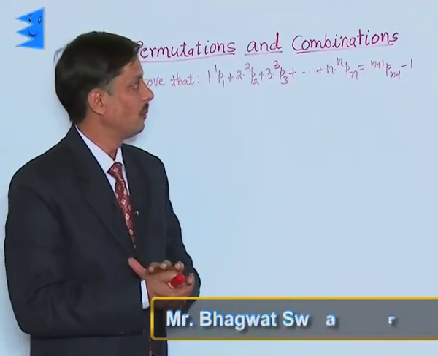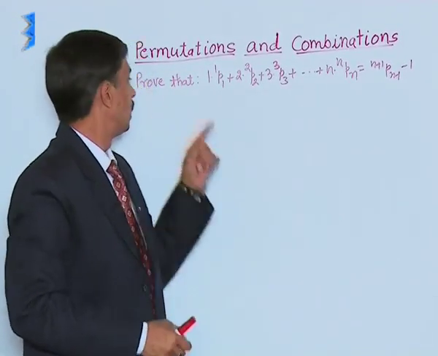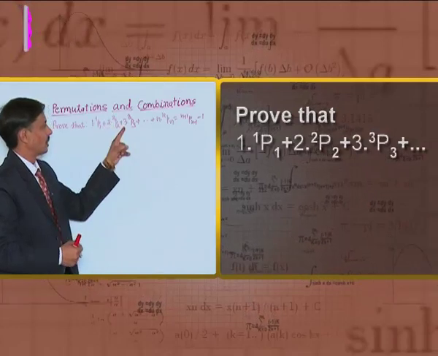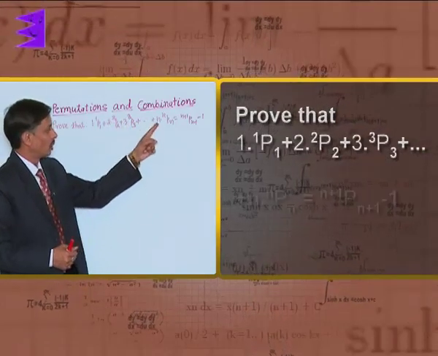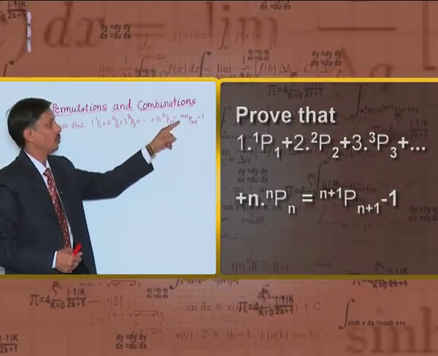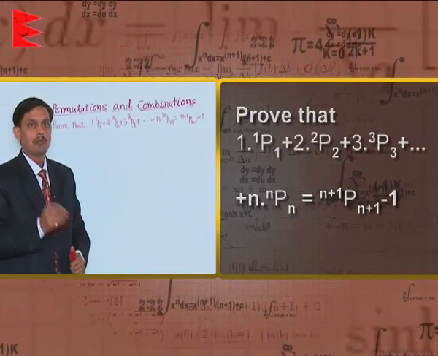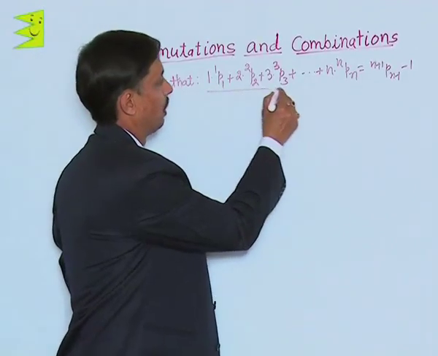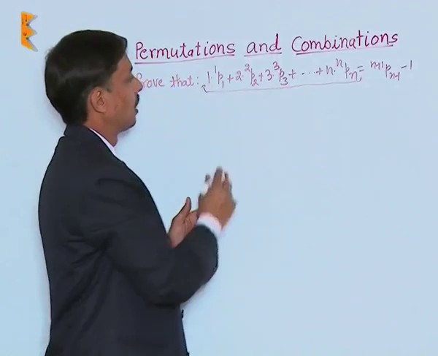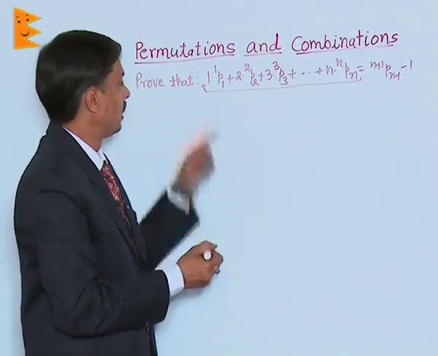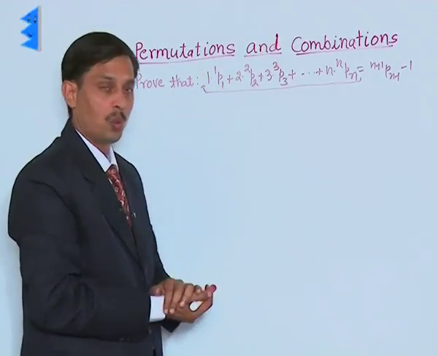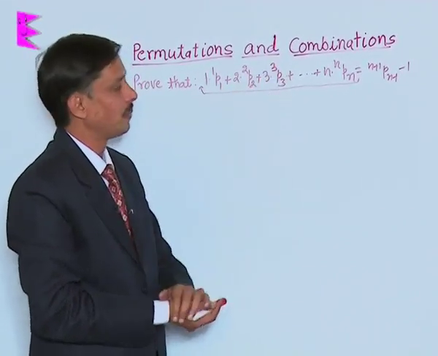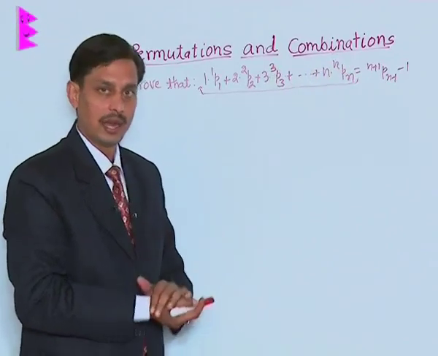Now I am taking one more problem related to the formula of nPr. Prove that 1 into 1P1 plus 2 into 2P2 plus 3 into 3P3 plus dot dot dot up to n into nPn is equal to (n plus 1)P(n plus 1) minus 1. To prove this result, I take the left hand side. If it is 1P1, 1 is multiplied; if it is 2P2, 2 is multiplied; 3P3, 3 is multiplied; nPn, n is multiplied.